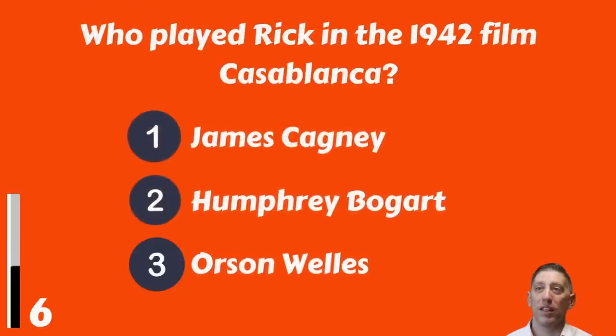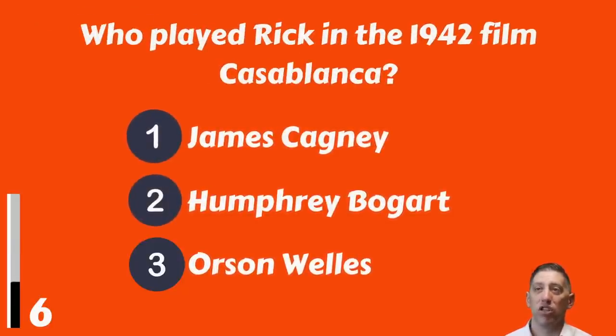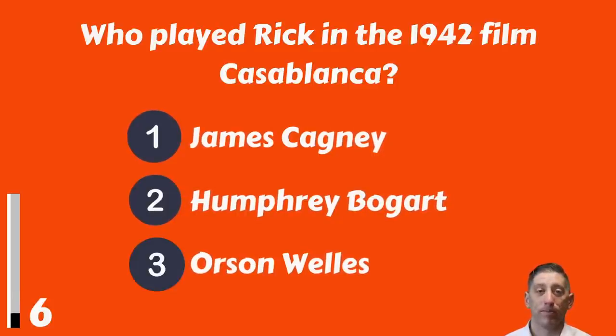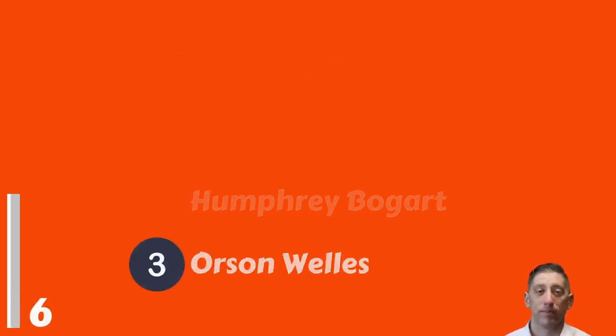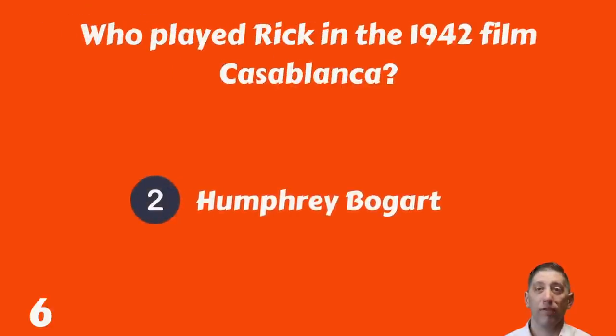Who played Rick in the 1942 film Casablanca? James Cagney, Humphrey Bogart, or Orson Welles? Humphrey Bogart.